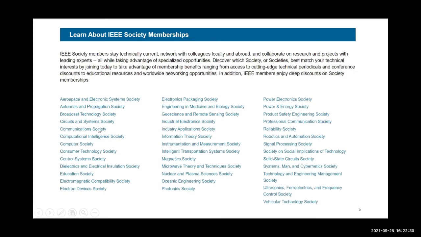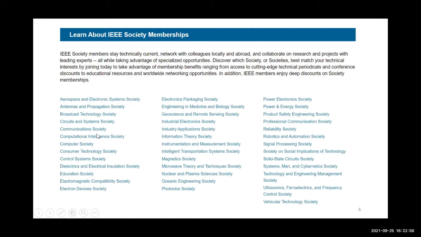Okay, now this slide shows you most of the societies under the IEEE. Now you can see the list. It is very extensive and it keeps growing. Now from the beginning there is a society for aerospace and electronic systems, and then there is one for antenna and propagation, and there is one for broadcast technology, right?